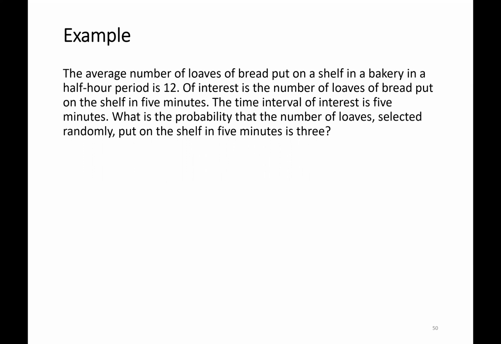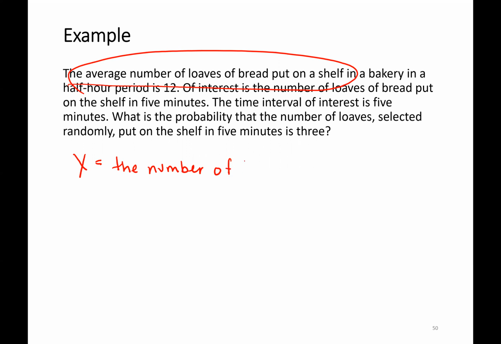So how do you figure this out? Well, how do you know that this is Poisson? Well, you know this is Poisson because you're given an average number of loaves. And when you see that, you know that this is going to be a Poisson. There's no success or failure here. There's no two groups to look at. So this is going to be Poisson. And our random variable is going to be the number of loaves. And we're interested in this time interval of 5 minutes.